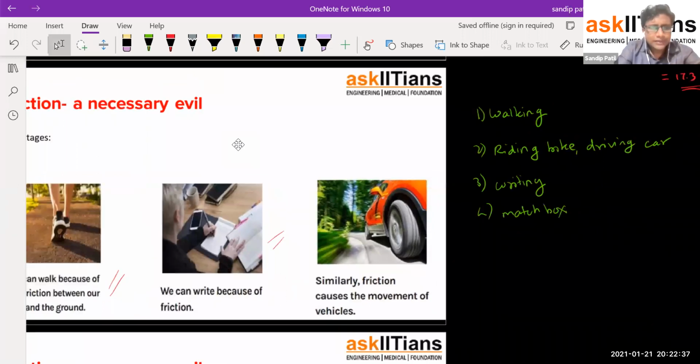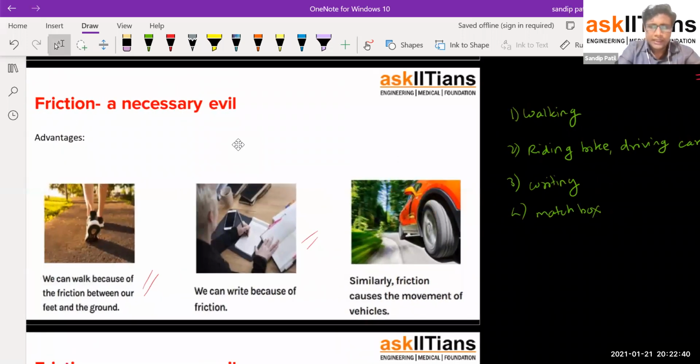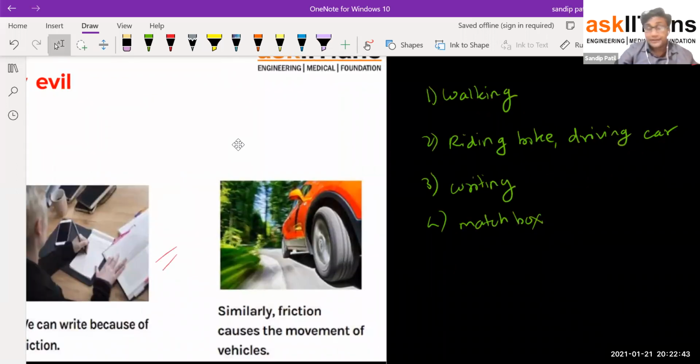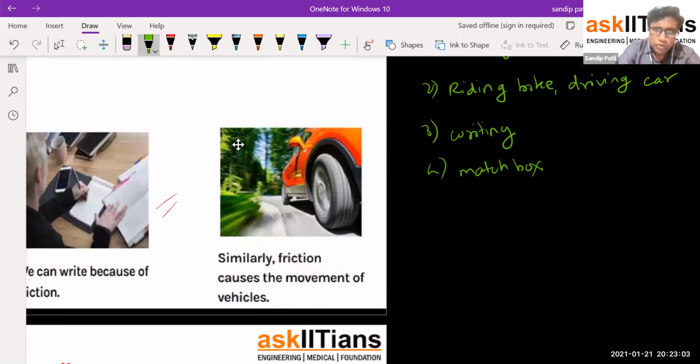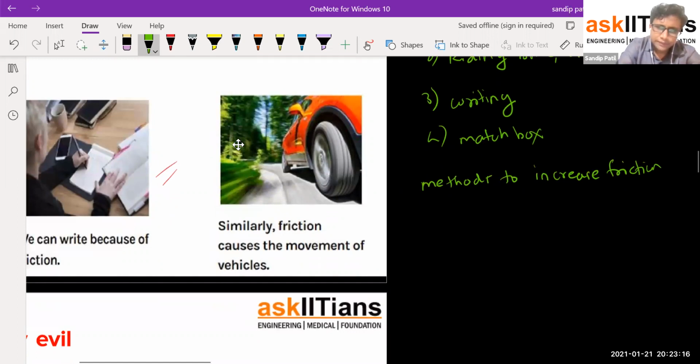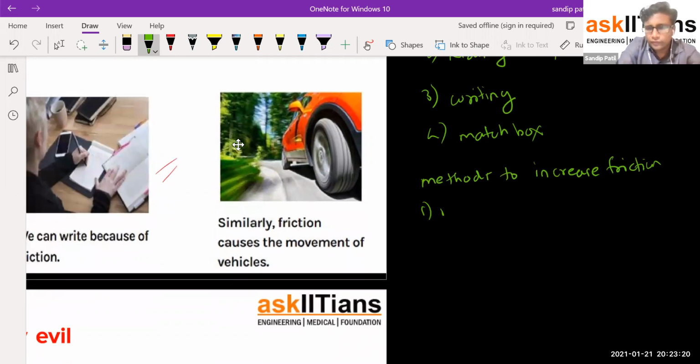Okay. Now these are the applications or advantages of friction, right? Now, as we know that friction is needed, it is necessary, consider if you want to increase the friction. As we discussed, when there is rain in the rainy season, the road becomes very smooth, and then there is a possibility of slippage, right? So what we have to do is increase friction. So let's see what the methods to increase friction are. Okay. So the first method is to make the surfaces rough.